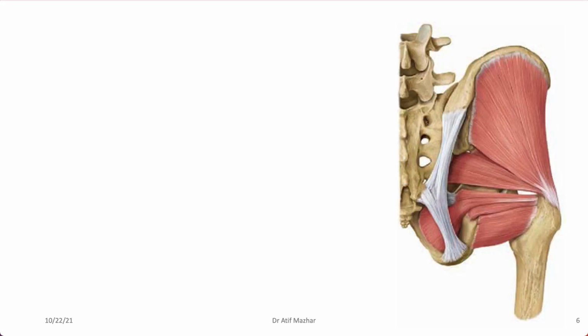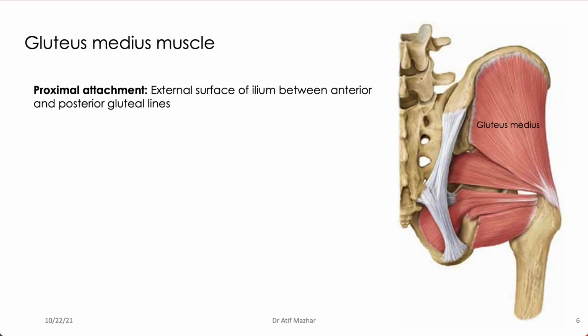Now we have removed the gluteus maximus. Now we are looking at what is underneath my gluteus maximus, and this is my gluteus medius muscle. Proximally it comes from the external surface of the ilium between two lines, the anterior and posterior gluteal lines. And then distally it goes where? To the lateral surface of the greater trochanter of the femur. You can see that, the lateral, outer surface of my greater trochanter of the femur.